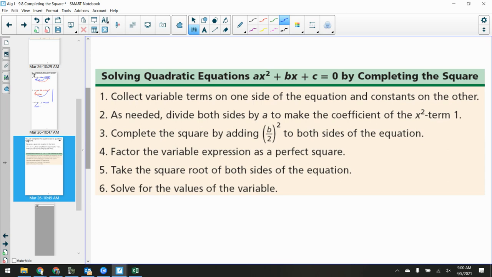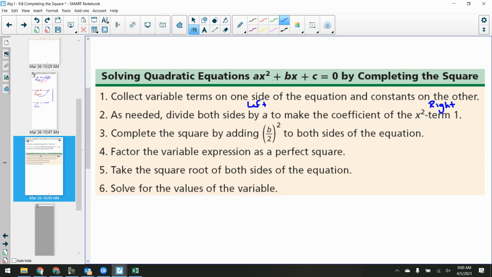I always put the variable terms on the left side and the constants to the right. That's the way I'm going to ask you to do that as well. We didn't even do the last example. Variable terms to the left side, constants to the right. Step 2, as needed, divide both sides by a to make the coefficient of the x squared term 1. That's going to come up tomorrow.